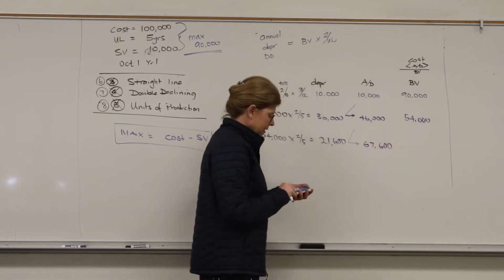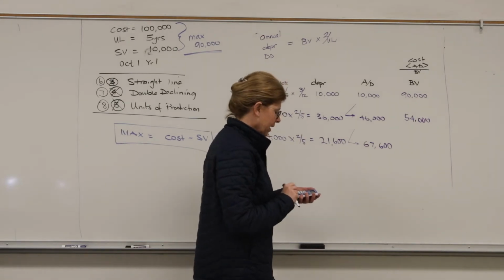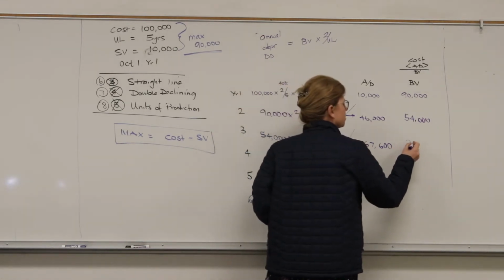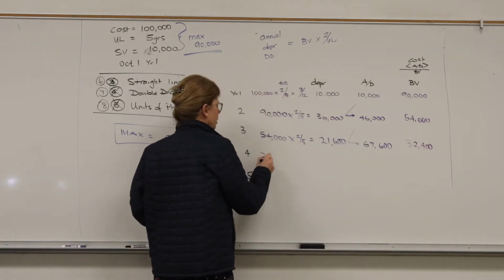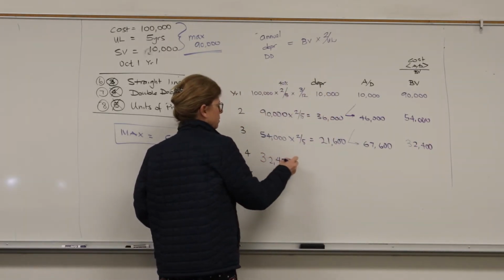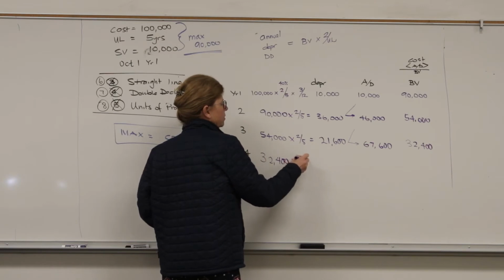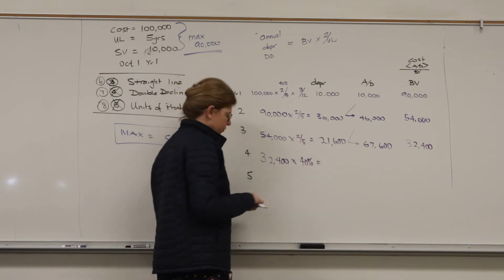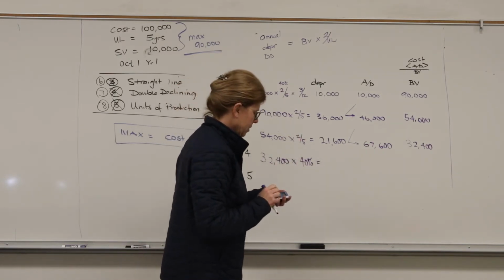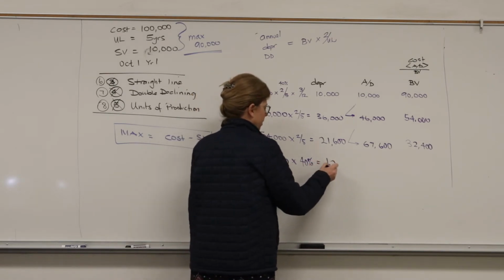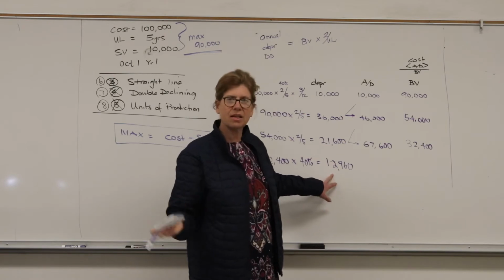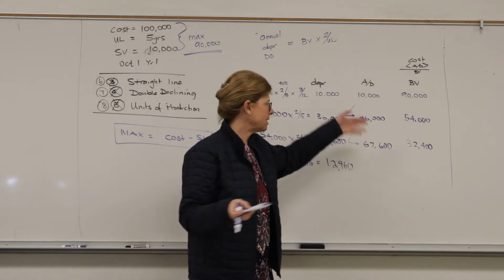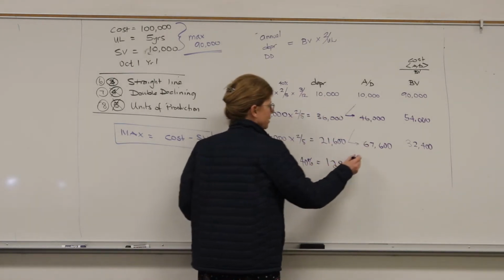So this is $67,600. When I subtract this from 100,000 to get book value, I'm going to come up with $32,400. Bringing this in, 40%, same as 2/5. This gives me $12,960. So if I take the $12,960, add it to the $67,000, I have not exceeded $90,000.